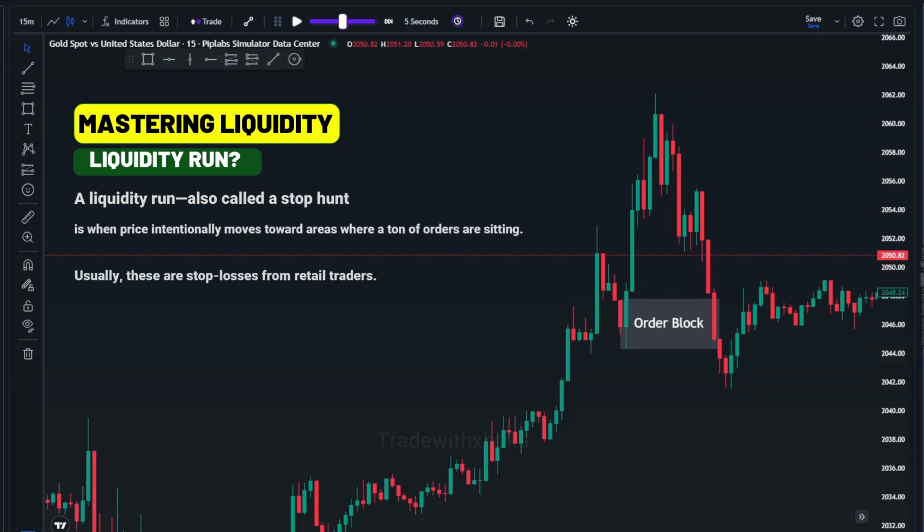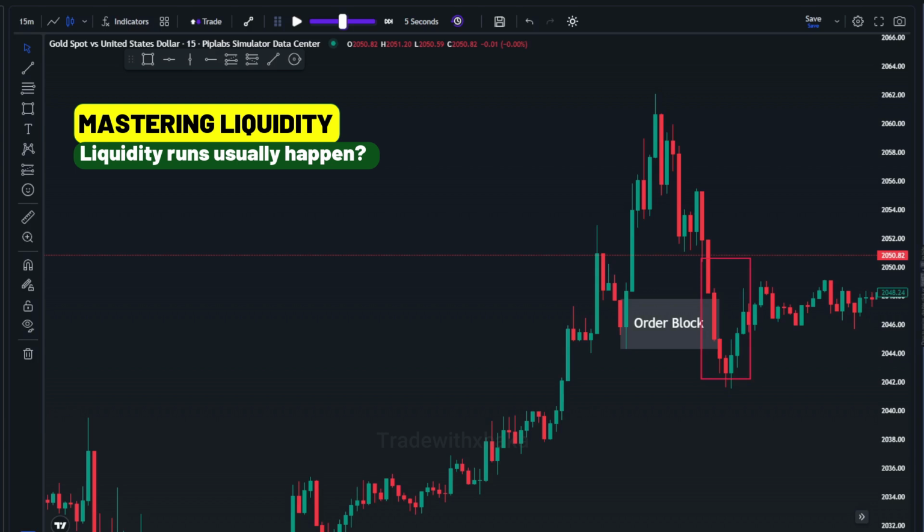It's when price intentionally moves towards an area where tons of orders are sitting. Usually, those are stop losses from retail traders. Smart money needs liquidity to enter a large position, so they will push price to an obvious level, maybe above a high or below a low, or below support or resistance, to trigger retail's orders, and reverse.